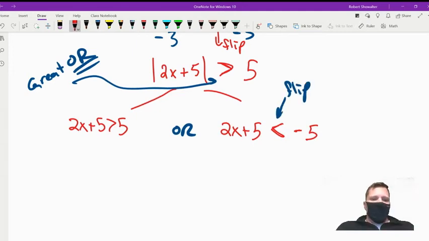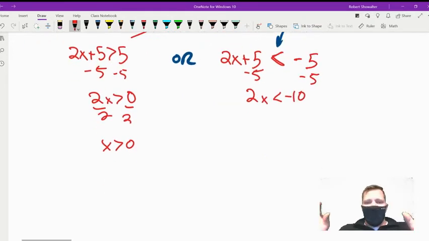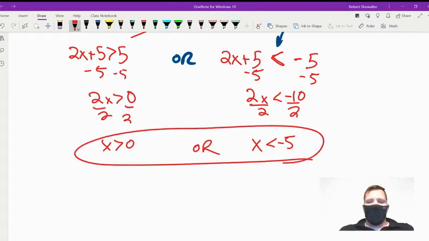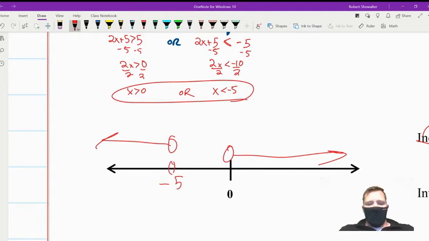Now we can keep going. -5, 2x greater than 0, divide by 2, we get x is greater than 0. -5, 2x is less than 10. Notice how we're doing these as two almost separate problems that at the end we're going to put back together. Divide by 2, x is less than -5. We have an or in between, so there we go. Okay, we're going to graph those. X is greater than 0 is going to be that. X is less than -5 is going to be that. Since it's an or, we take both of them, we put it on the number line, and that is our final answer.